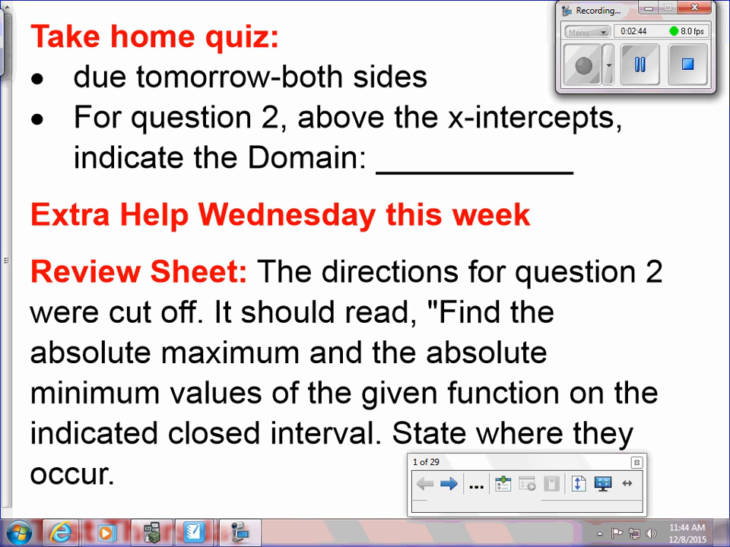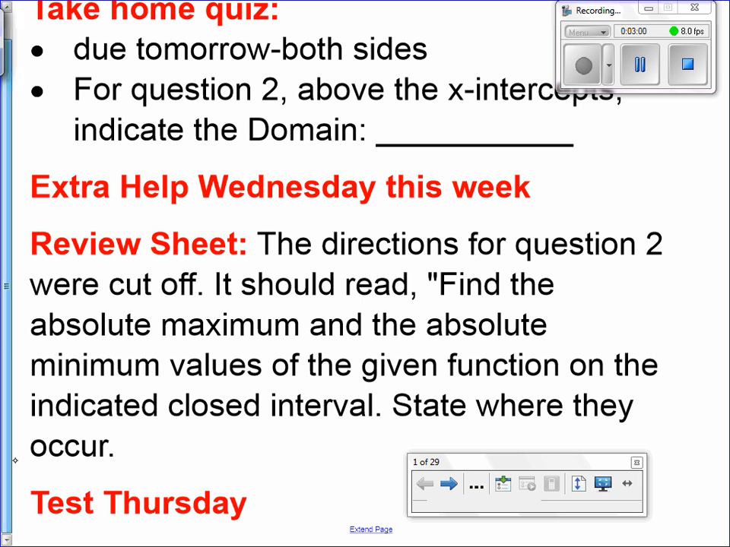On the review sheet, the first one is straightforward. It's where the function is concave up or down. You're going to make a sign chart for your first and second derivative and do a little graph. But if you look at number 2 on the review sheet, the directions got cut off. If you turn the page, all it says is where these values occur. That's all you see.